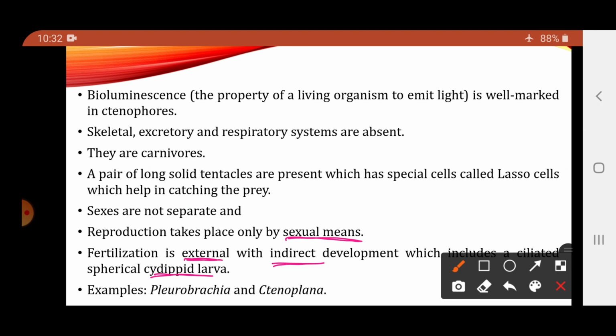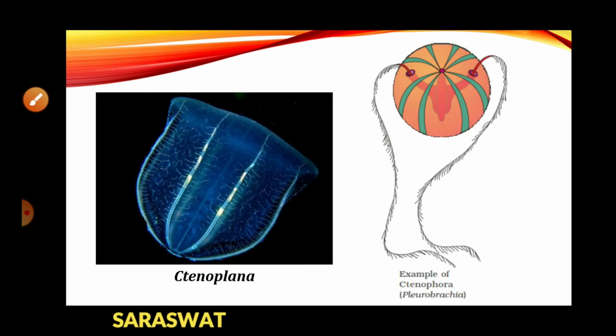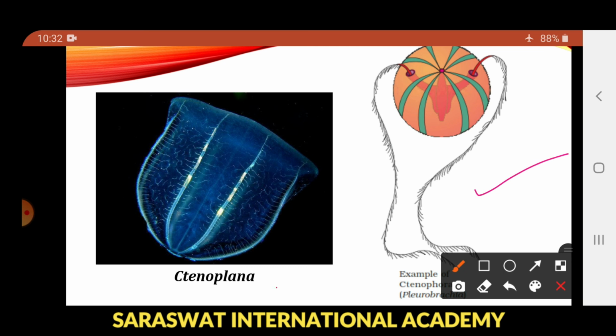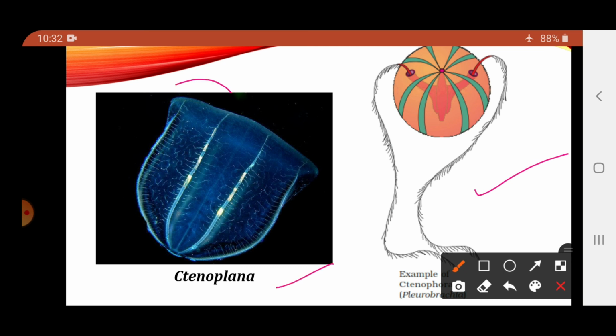Indirect development means there is a larval stage, and the larva and adult are morphologically distinct. What is the name of the larva? Cydippid larva. So these are some of the characteristics of the ctenophores. Examples are Pleurobrachia and Ctenoplana. So these are the diagrams. This is Pleurobrachia and this is Ctenoplana. Here you can see that in the dark it is emitting light. So that is regarding the characteristics of the ctenophores.